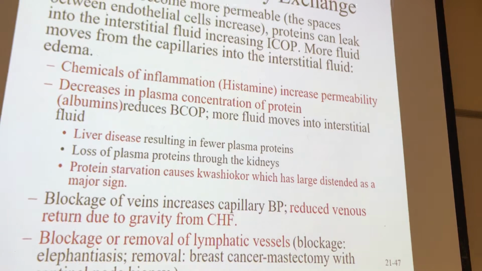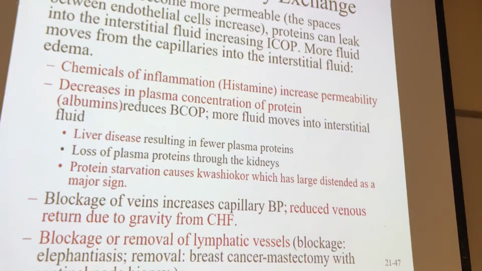Now, this type of edema is really noticeable in the legs, right? Have you guys ever heard of the term pitting edema? Edema can be pitting or non-pitting, right? Pitting edema is this, right?